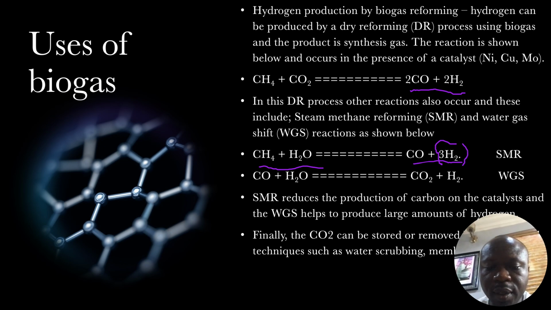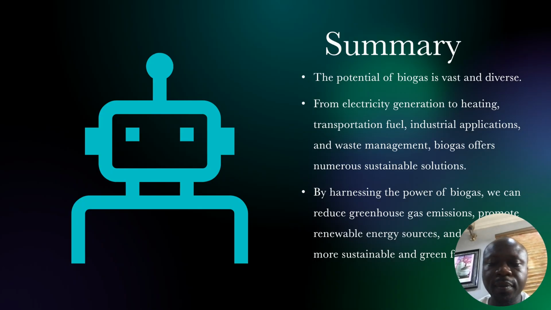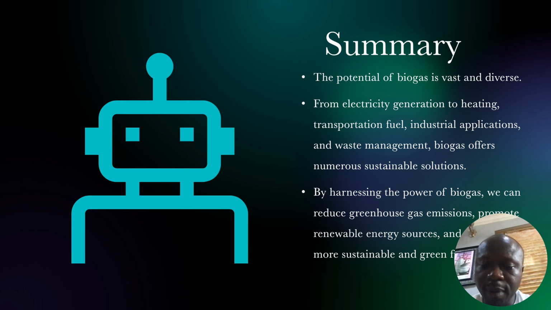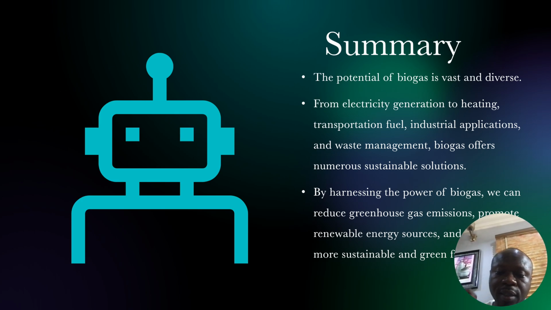Finally, carbon dioxide can be stored or removed by various techniques as stated earlier, like water scrubbing or membrane separation. In summary, what have you learned today? You already know that the potential of biogas is vast and diverse, from electricity generation to heating, transportation, fuel, industrial applications, and waste management. Biogas offers numerous sustainable solutions, and by harnessing the power of biogas, we can reduce greenhouse emissions, promote renewable energy sources, and also, more importantly, it is sustainable and very, very safe.